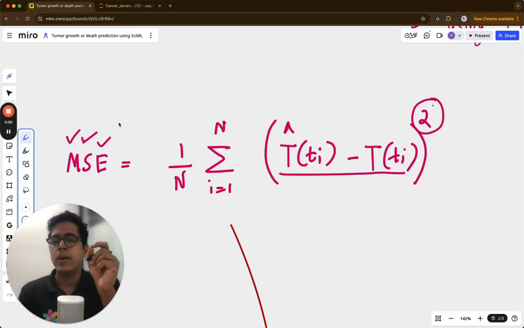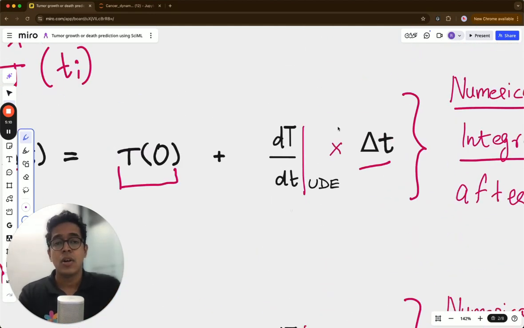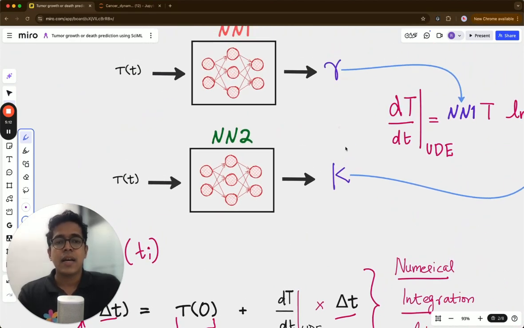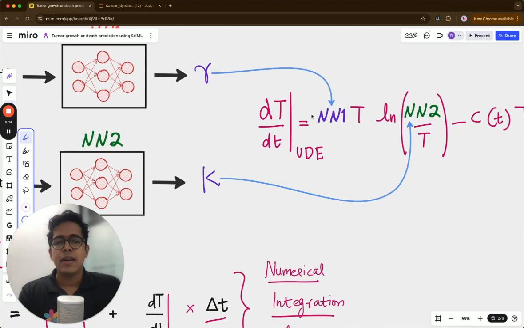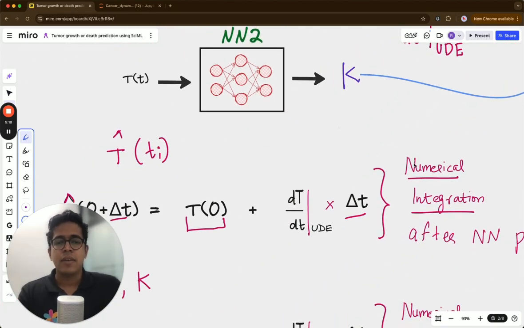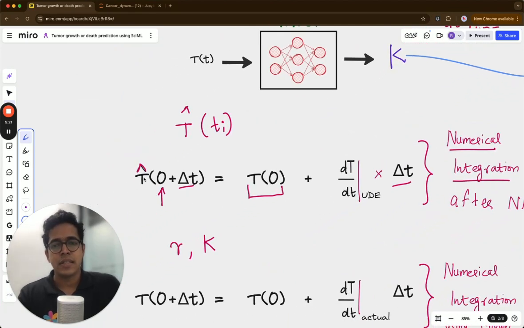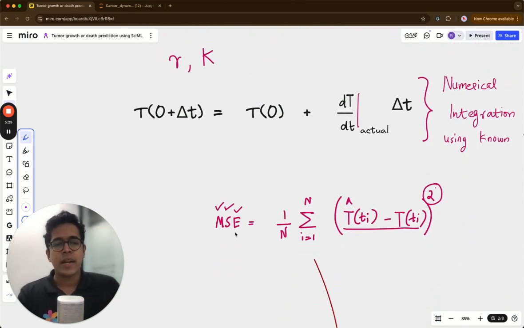Now, this mean squared error is the measure of how good or how bad your UDE framework is. If mean squared error is very high, it means the neural network is making very bad predictions of R and K. And because the R and K predictions are very bad, the dT by dt predictions by the UDE are very bad. And because of that, the final result of numerical integration, which is T cap, is also very bad. And that means your mean squared error is very high.